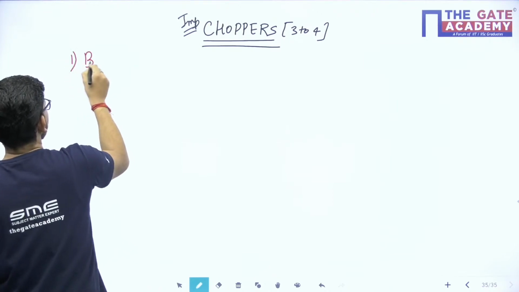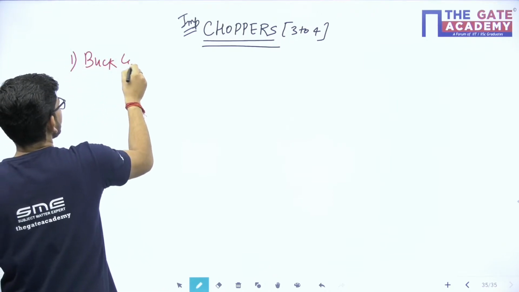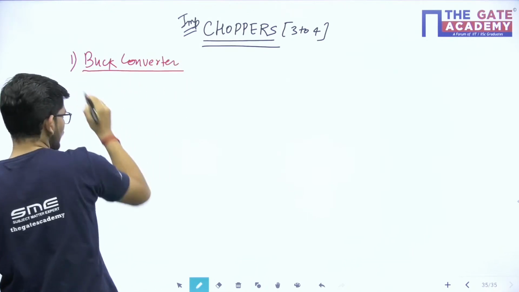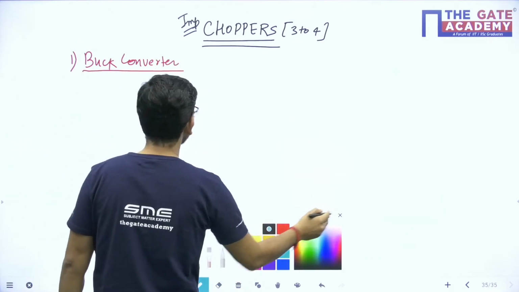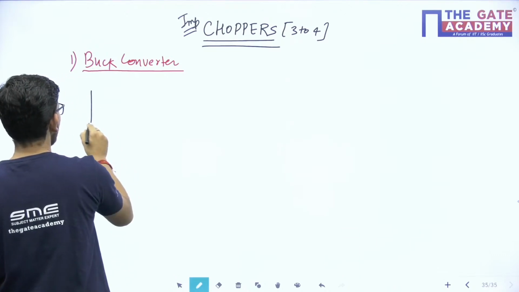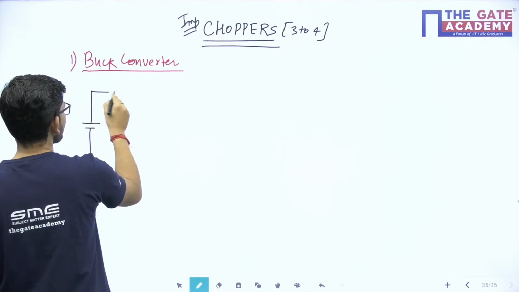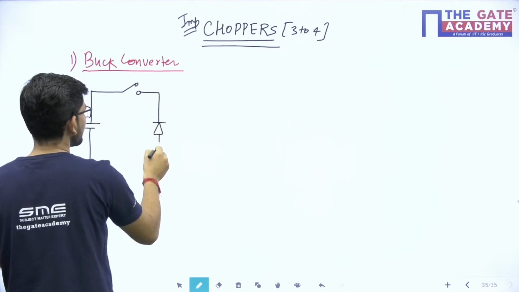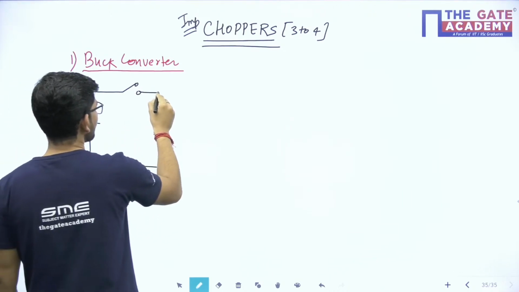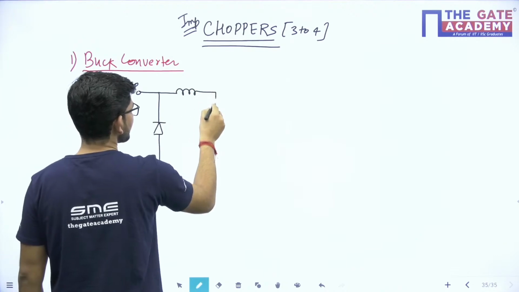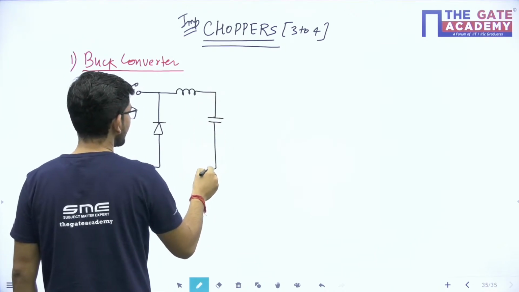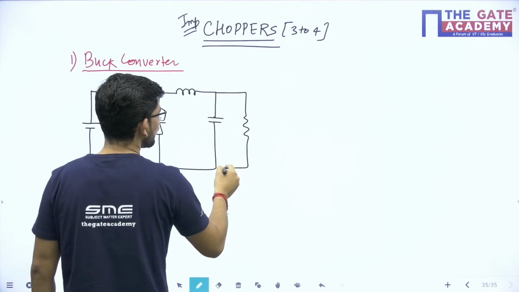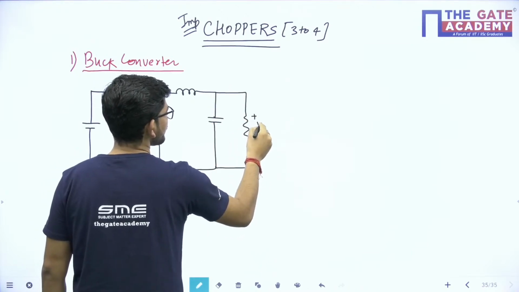So the first circuit is buck converter. So what is the circuit diagram for it? So in buck converter we have available DC voltage, we have a switch, we have a freewheeling diode, and after that we have an inductor, capacitor acting as a filter, and then finally we have a load. So this is the load that we have.